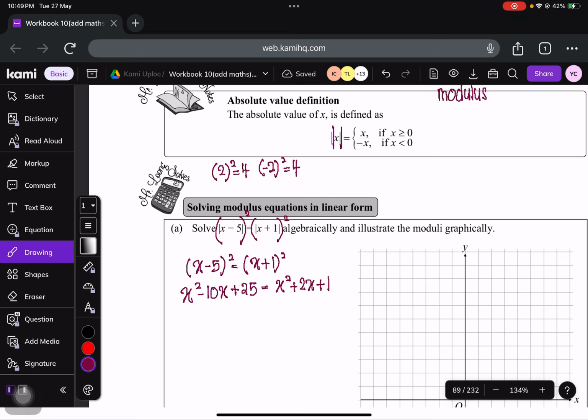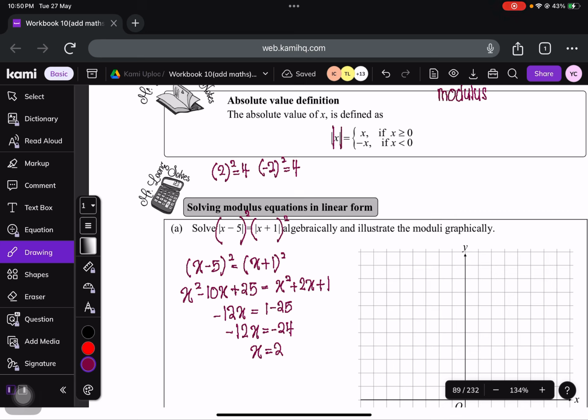Okay? So then you rearrange. The x squared minus x squared disappear, no more, 0. So the 2x you bring over, so it's negative 12x equals 1 minus 25. So you have negative 12x equals negative 24. Then x is equal to 2. That's the solution that we are talking about. Okay? So that is how we solve it algebraically.